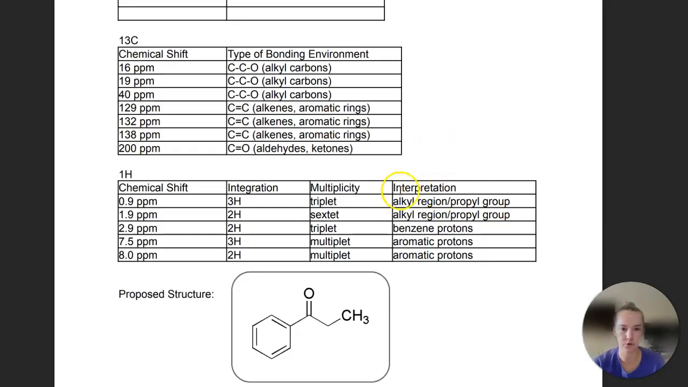And we can see here this first row likely shows a terminal methyl group, which we can see in the proposed structure below. Then we have the sextet, which shows another CH2 group, likely here, between the CH3 and then the next CH2 group. And then we can also see an aromatic ring or benzene ring with the aromatic protons here in the proposed group. And we can also see this propyl group coming off of the ring.